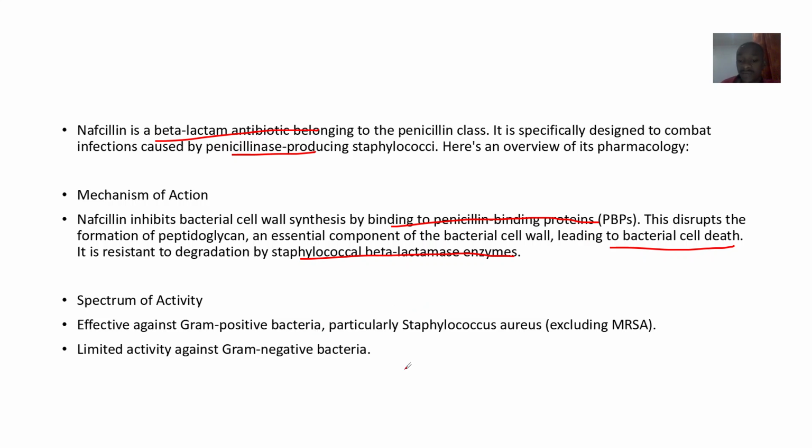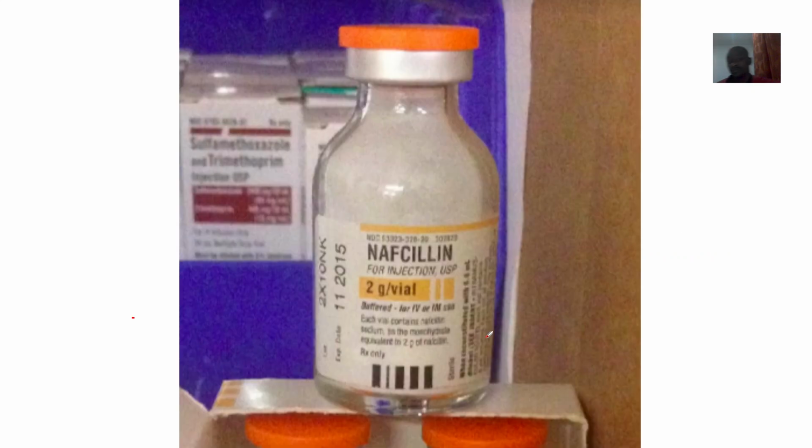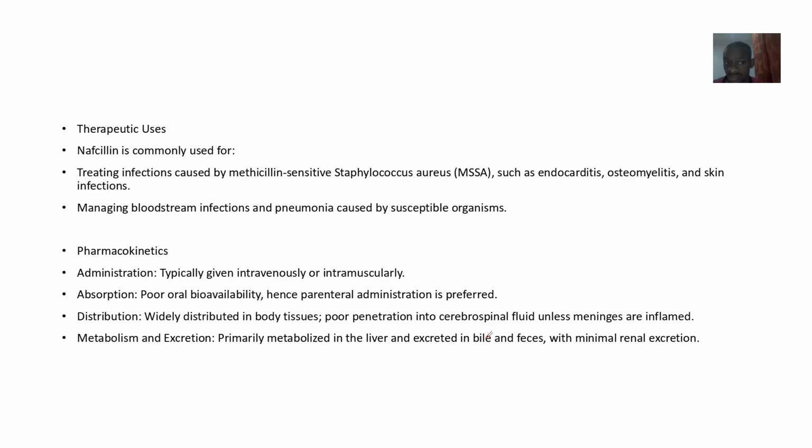Okay, so spectrum of activity, particularly it is against gram-positive bacteria like what? The Staphylococcus aureus. So it has some limited activity against gram-negative bacteria though. Okay, so therapeutic uses: infections caused by what? Bacteria like Staphylococcus that are resistant to treatment from penicillin. So you now employ Nafcillin to tackle these guys, right? So it also can manage bloodstream infections and also pneumonia.